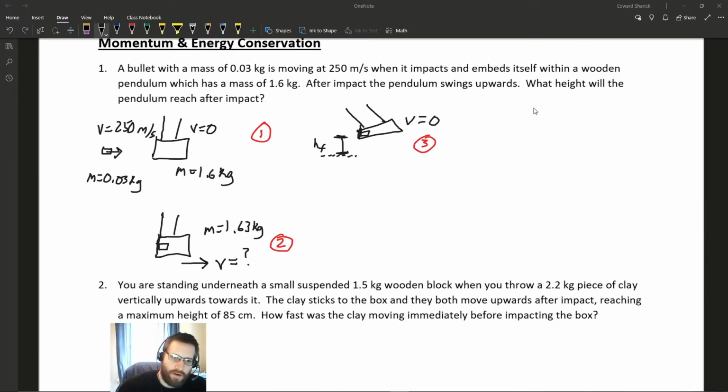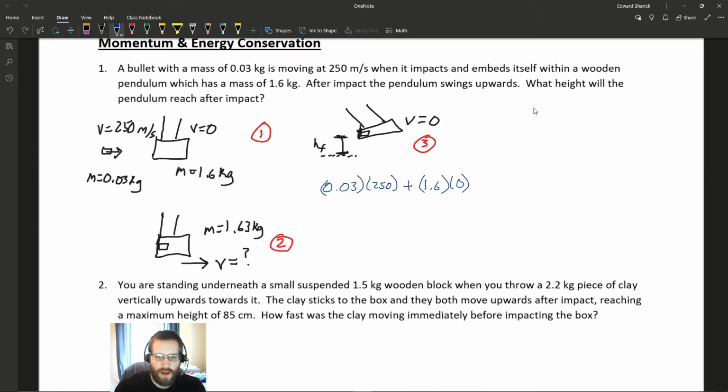Okay, so hopefully you gave that a try, and what you should have here is your initial momentum of the bullet, 0.03 times 250. Let's do this in another color. So mass times velocity of the bullet, plus mass times velocity of the block. Now the velocity of the block is 0, and so this is going to have no momentum. We can write it in though.